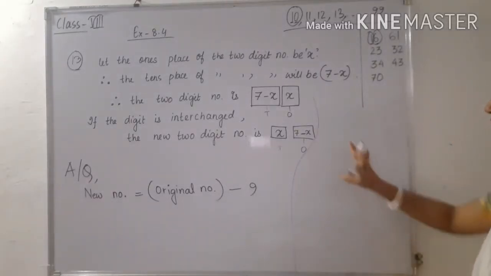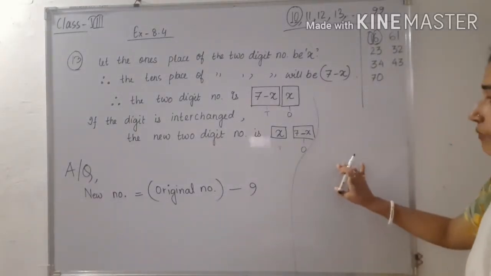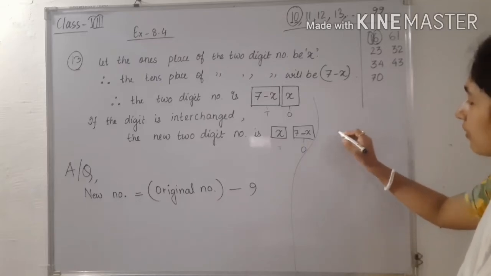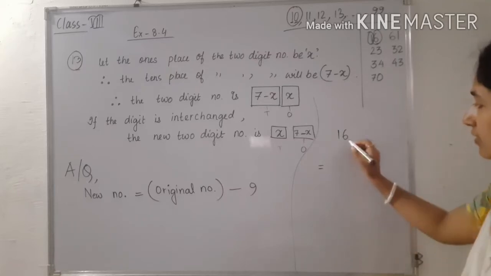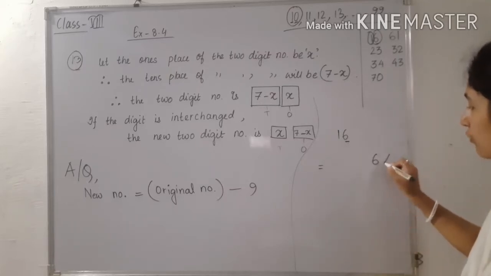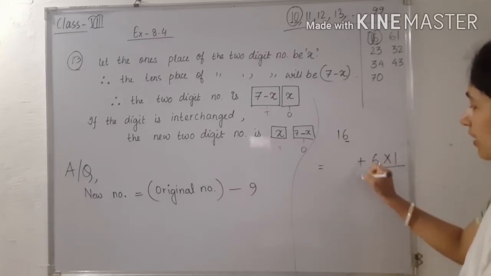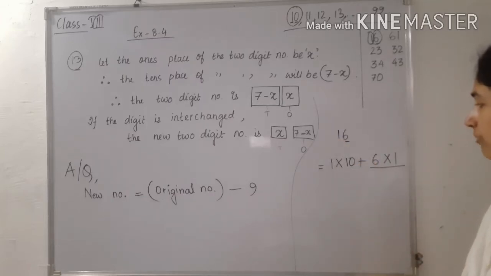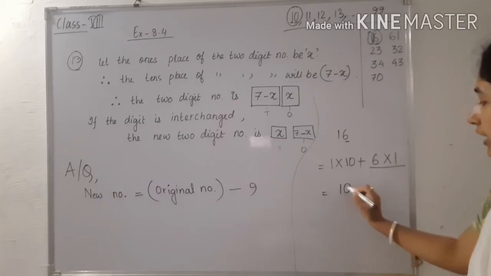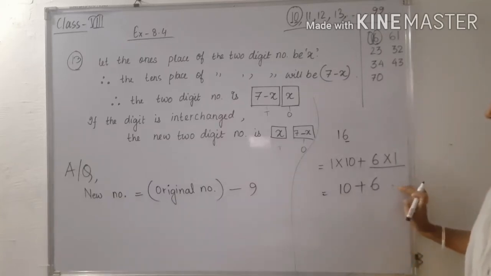If you are given a two-digit number, how will you expand it? Suppose I take the number 16. How to expand it? See, 6 is in the ones place, so we write 6 into 1, plus 1 is in the tens place, so I write 1 into 10. Altogether I can write 10 plus 6.